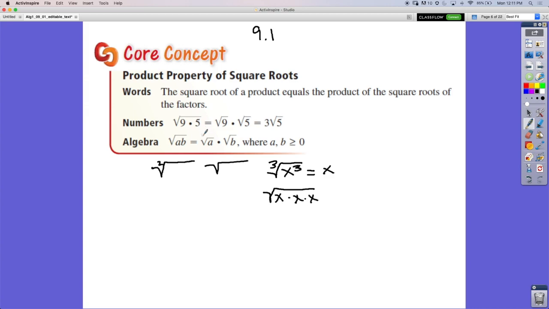But in terms of multiplication for this core concept, when you see two radicals that have the same index, so the index there would be 2 because there's nothing there, all you need to do is multiply them together and then simplify as needed. So let's go on to some examples here.